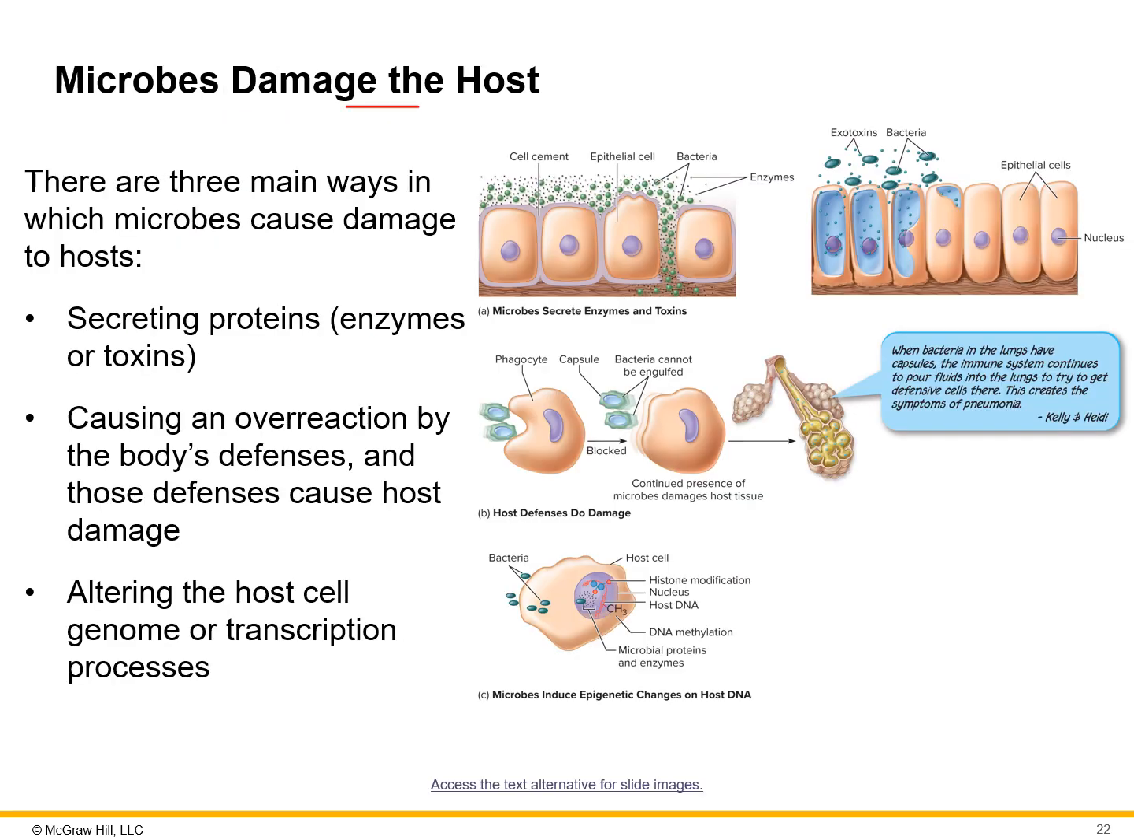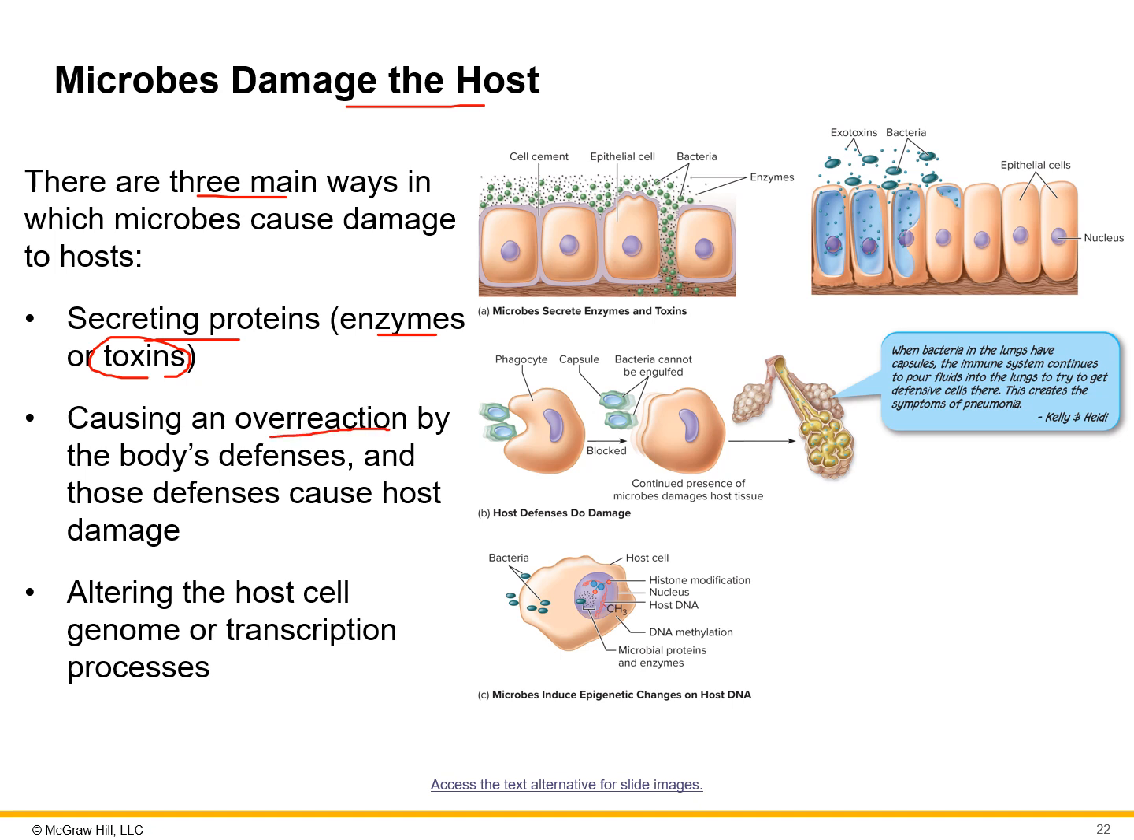So the damage that it's doing to the host, there are a few different ways, kind of three main ways that they cause damage. One, secreting proteins. Toxins are good examples, but also enzymes. So there are enzymes that break down blood cells or break down tissues. That would be an example.